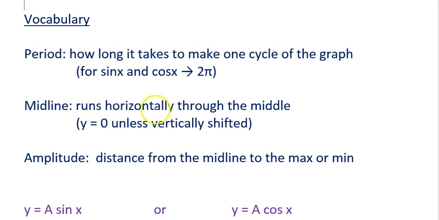The midline runs horizontally through the middle, and so far, for the two we've shown, it's just been y equals 0 because we haven't vertically shifted anything. But if you shift it up, the middle of the graph is obviously going to be up somewhere, or if you shift down, it'll be down.